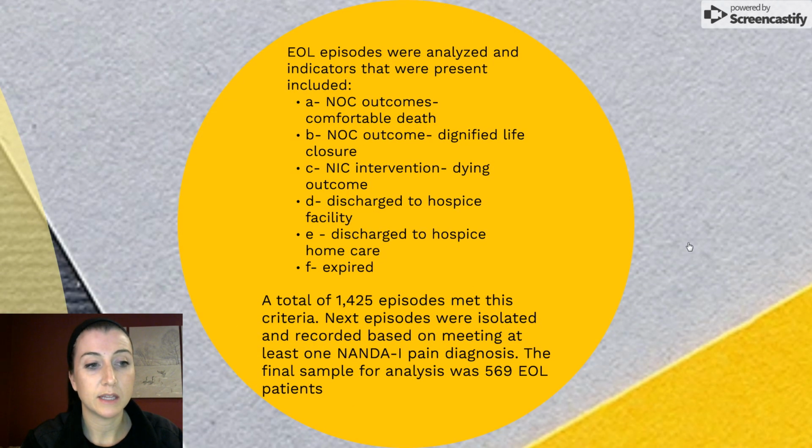Throughout this study, there were 5 indicators present in the end-of-life episodes that were analyzed. The indicators included the NOC outcome of comfortable death, the NOC outcome of dignified life closure, the NIC intervention of dying care, discharge to hospice facility, discharge to hospice home care, and lastly, if the patient had expired.